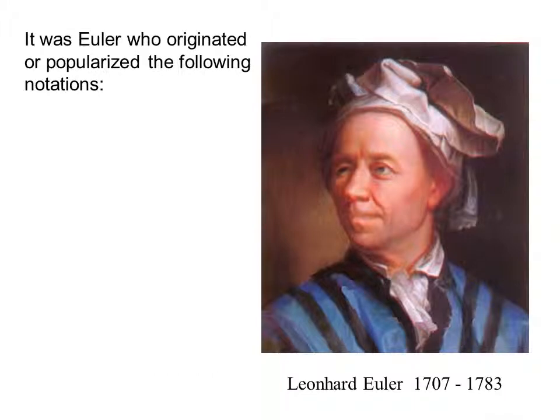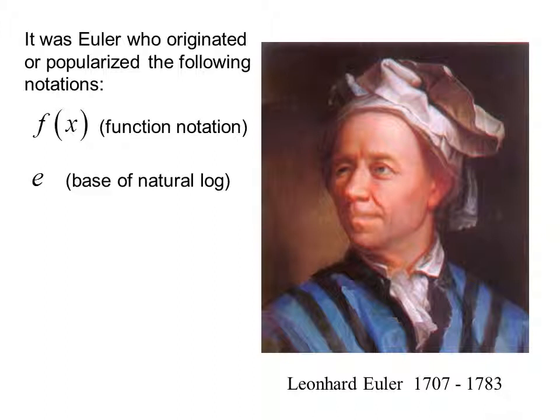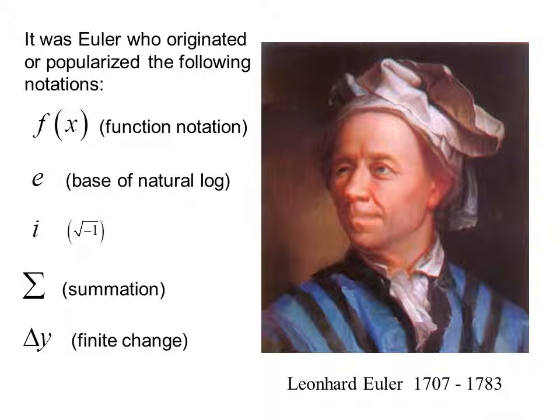It was Euler who originated or popularized the following notations: f of x, or function notation, e as the base of natural log, i as the square root of -1, the summation symbol, delta y for finite change, and, believe it or not, the pi symbol for pi.